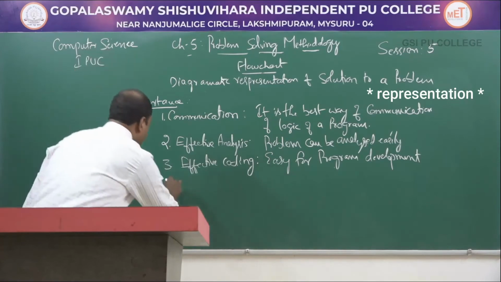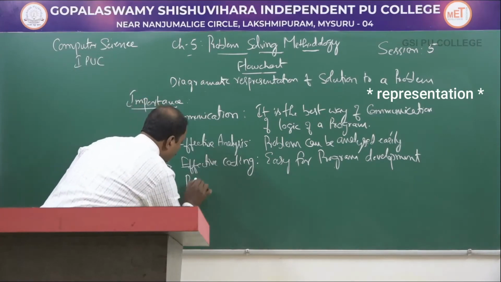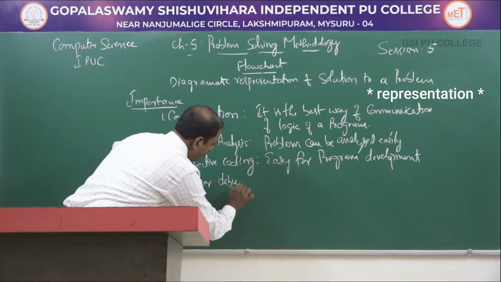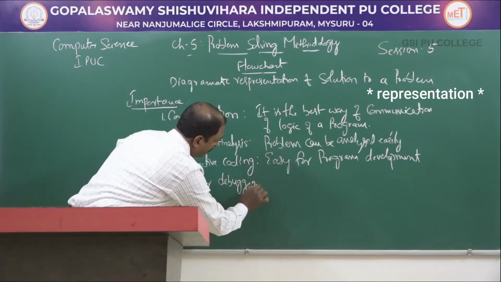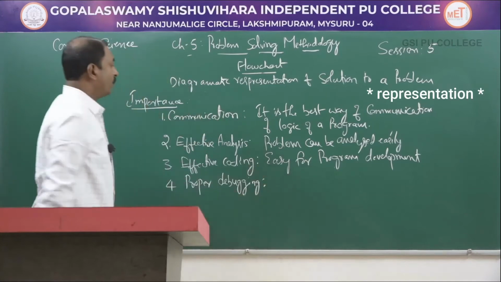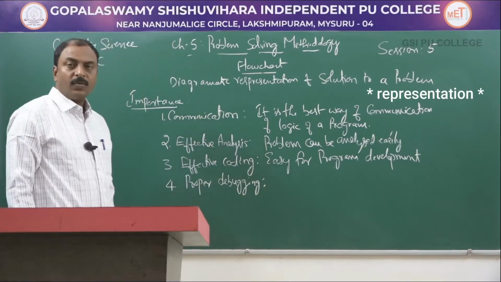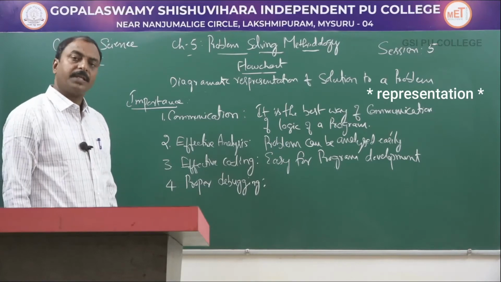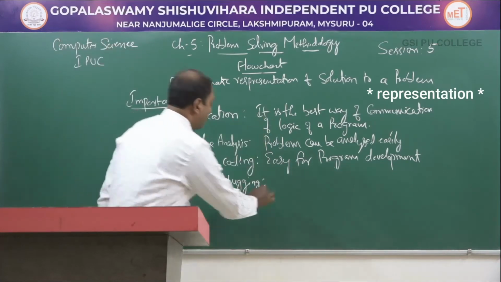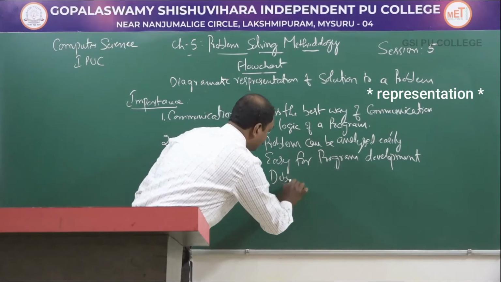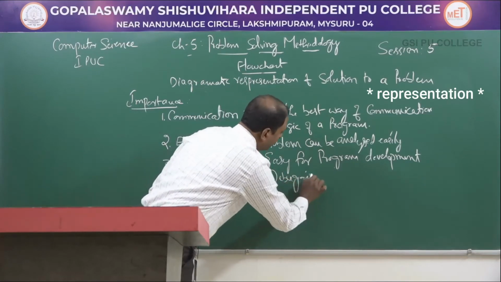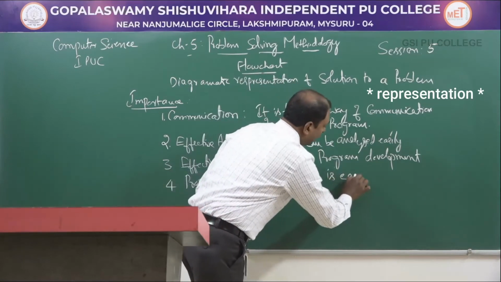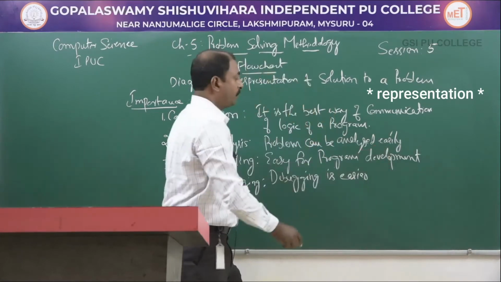Fourth one is proper debugging. What is debugging? Finding out the mistakes and correcting those mistakes in a program is debugging. So the process of debugging is easier for the programmer.